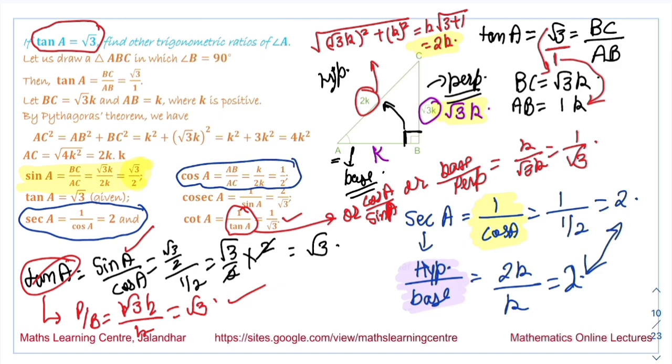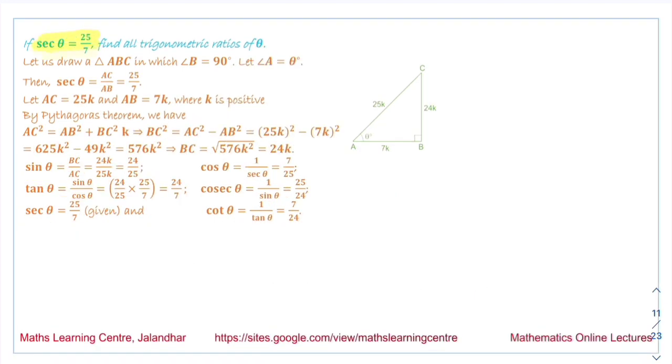Now in this next question we are given that secant theta is equal to 25 by 7. We have to find all other trigonometric ratios. So we have drawn the triangle over here. This is the triangle ABC. We are saying the angle at A is theta. So this AB is the base. This angle B is 90 degrees. This is the hypotenuse. And this BC is the perpendicular.